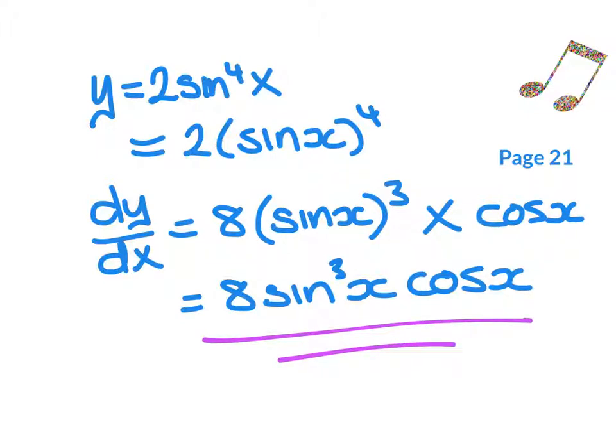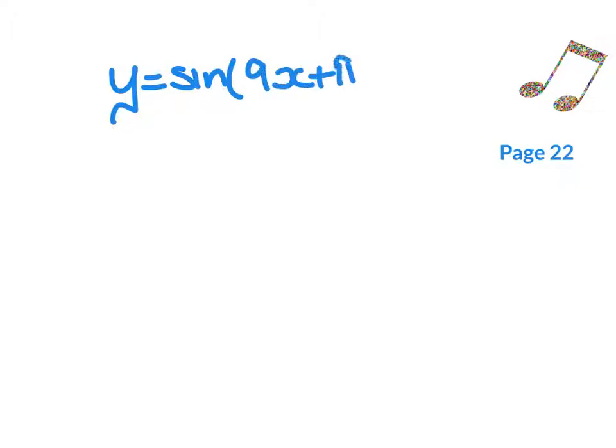And finally, I'm going to move on to page 22 for the final example, which is example 6. And we're given the function y equals the sine of 9x plus pi. Now there are already brackets in there, which is good. If there aren't, I would be wanting to try and add some in. There's brackets in there, so I'm going to deal with outside the brackets first and then inside.